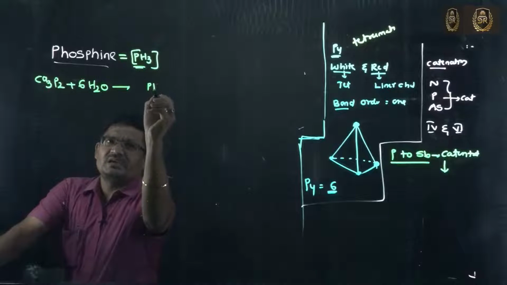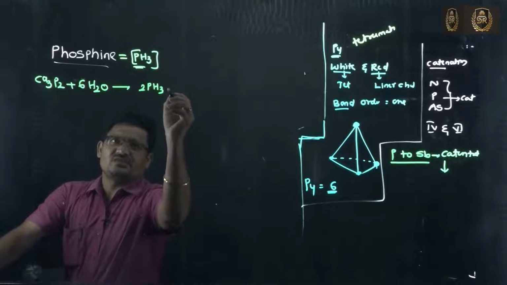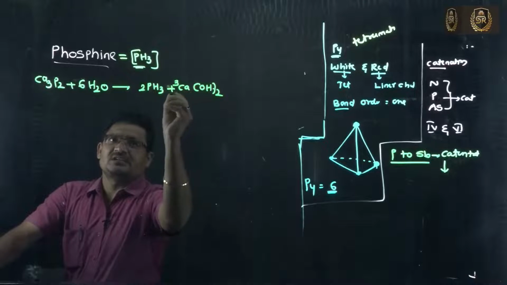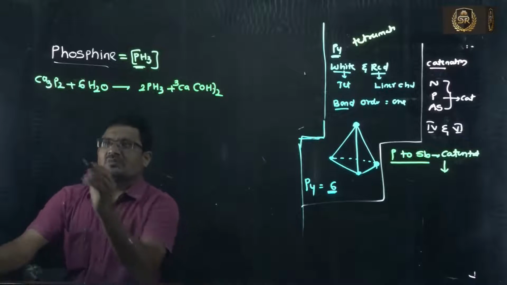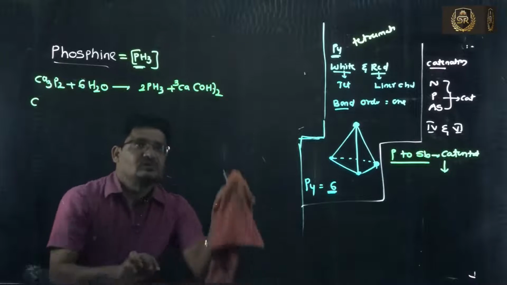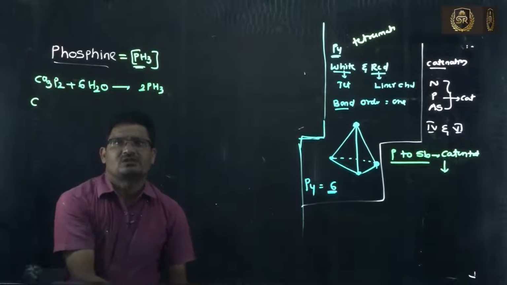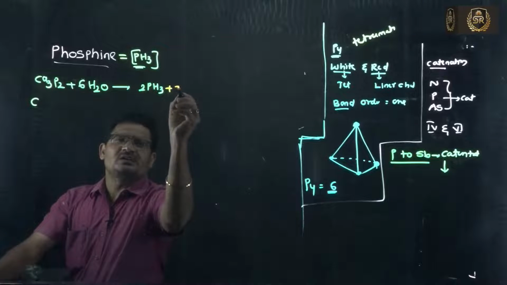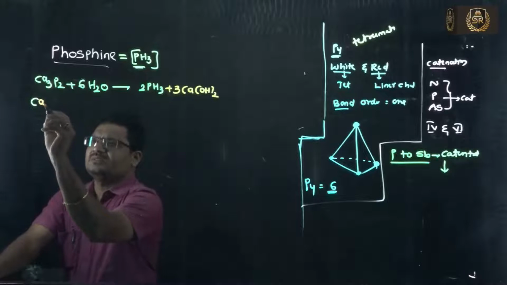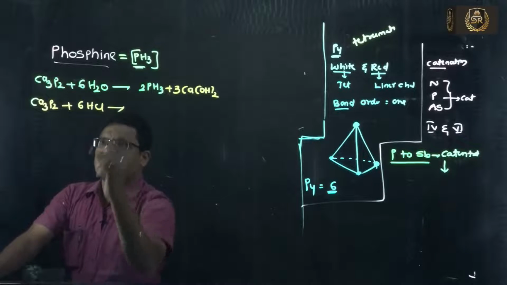Phosphine means PH3. Here, how many phosphorus atoms are there? 2, plus Ca(OH)2, with the hydroxide taken twice. So that's why here we take 3 moles. I am writing again, Ca3P2. So 3 moles of Ca(OH)2 are formed.